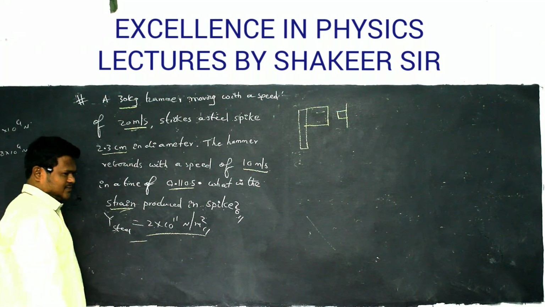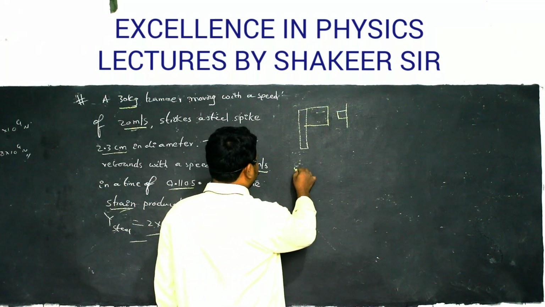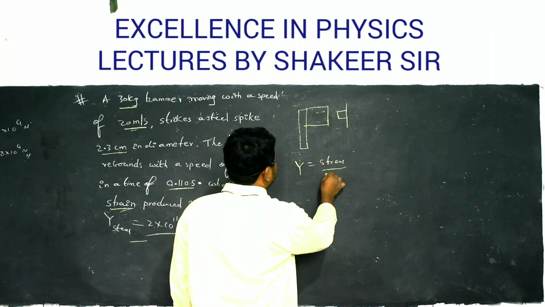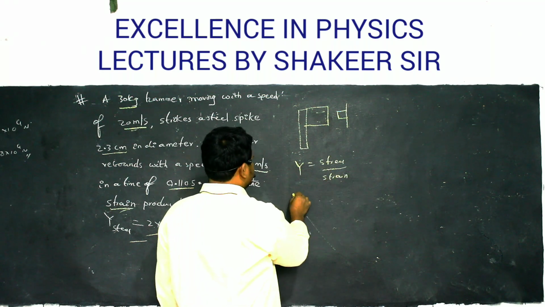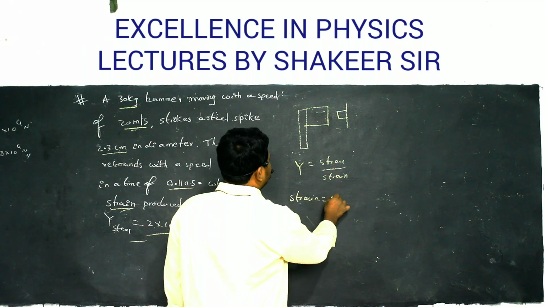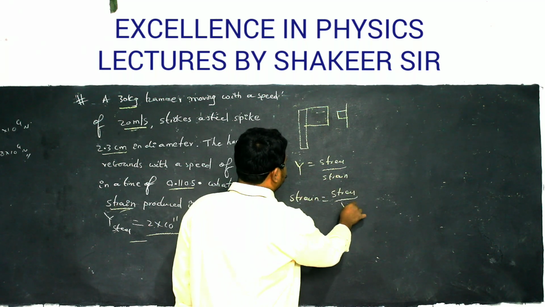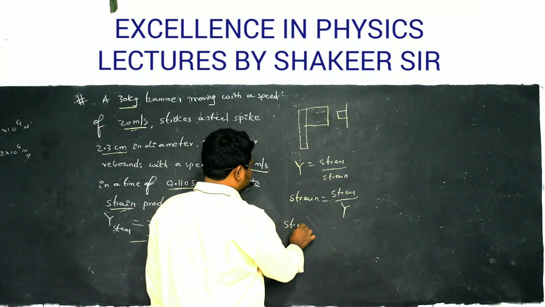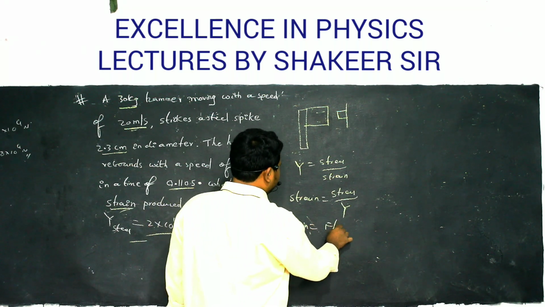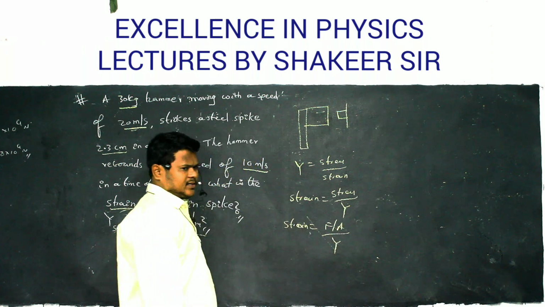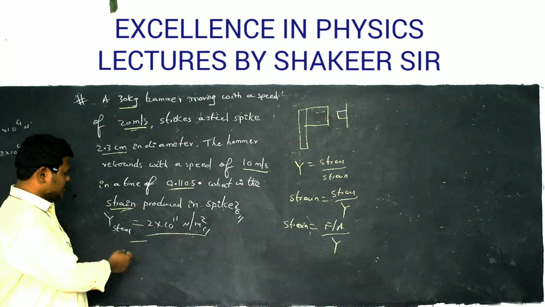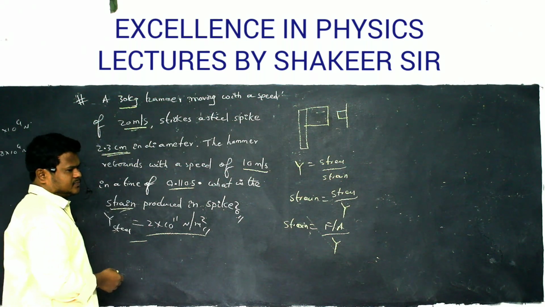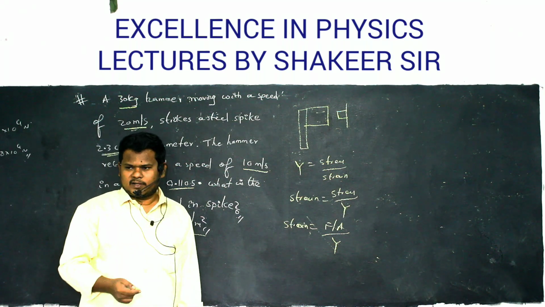Young's modulus is given now. So therefore, how can I calculate the strain? So Young's modulus is equal to stress divided by strain. So strain is how much? Stress divided by Young's modulus. Clear? So again, how can I write stress? Force per unit area divided by Young's modulus. Young's modulus is there. Area of cross section also I can calculate from diameter. Pi r square. By using pi r square I can calculate.